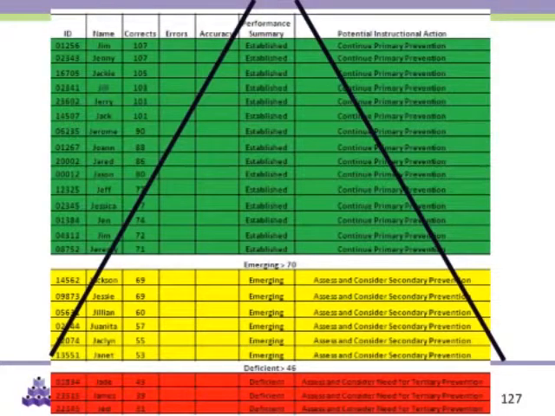This type of data representation, where we have the green, which is established, the yellow, which is emerging, and the red, which is deficient, is how we often think about RTI. It's that triangle. And if you click on this slide, you'll see the animation that shows how we get that visual representation of our triangle.